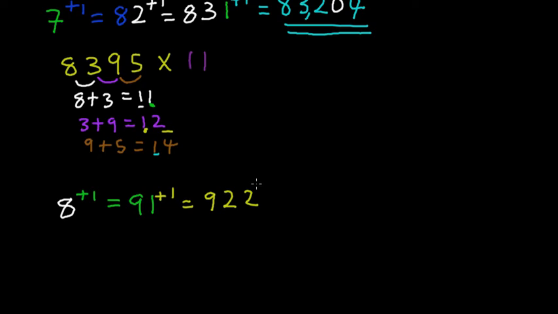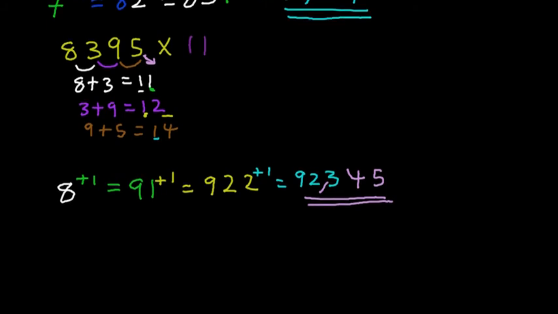14, you bring down this 1, you add it up to the nearest digit on the right, which now becomes 9, 2, 3. This 2 plus 1 becomes 3. You can now conveniently bring down the 4. Then lastly, nothing to add up again, so you bring down the 5. So 8395 multiplied by 11 gives you 92,345.